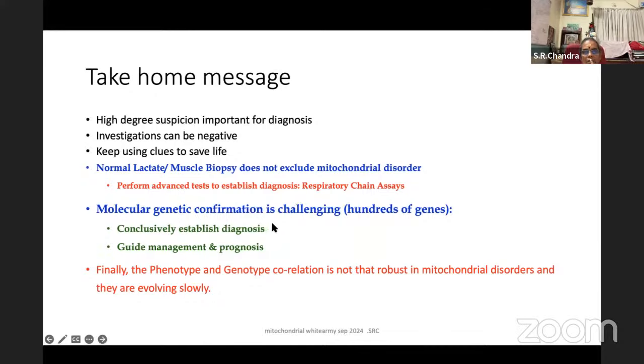Then molecular genetic confirmation is challenging, but if it is there, it establishes the diagnosis conclusively. It can be negative. That does not exclude the diagnosis. Finally, the phenotype and genotype correlation is not that robust in mitochondrial disorders because of the bottleneck effect, and they are evolving slowly.